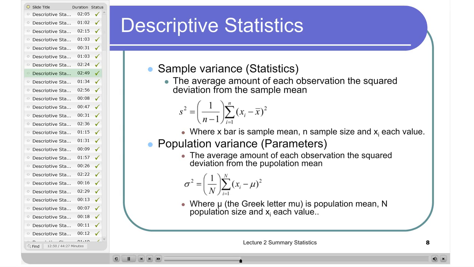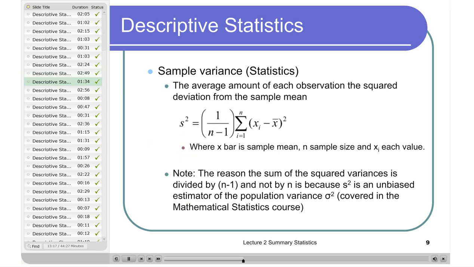But as Dr. Shi discussed in the first part of the lecture, you would only be able to use this equation if you actually collected data for every single person in your population, and so you're almost never going to actually be able to calculate the population variance. But it's still an important concept that comes into play in some of our equations later in the course.